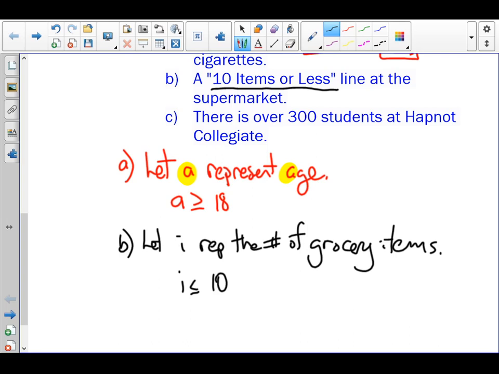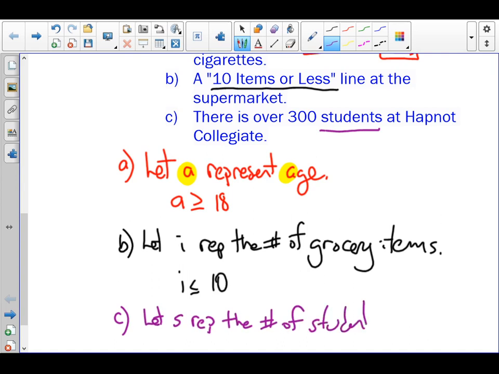And there's one more example in this string of questions, and that's part C. There's over 300 students at Hapnot Collegiate. What's the variable? The variable is this. So we're going to let S represent the number of students.